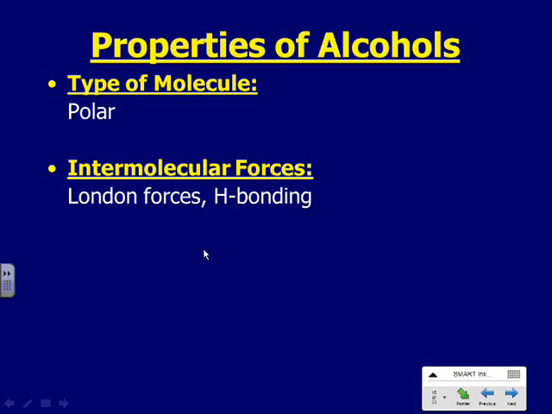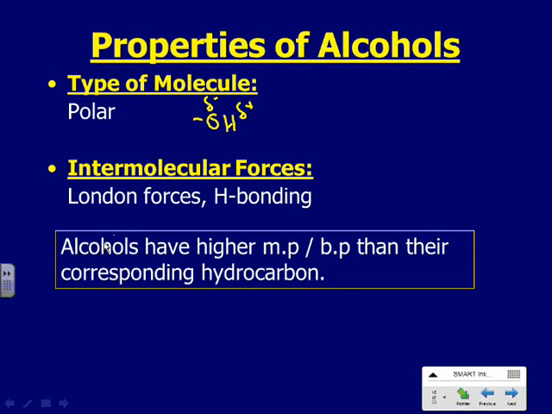Properties of alcohols. Alcohols are polar because of the OH, right? So if we've got that OH group on there, we have slightly negative, slightly positive, all right? So that makes it polar, which means their intermolecular forces are London and hydrogen bonding. So alcohols have a higher melting point and boiling point than their corresponding hydrocarbon, all right?